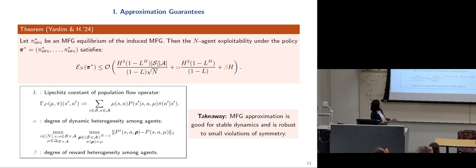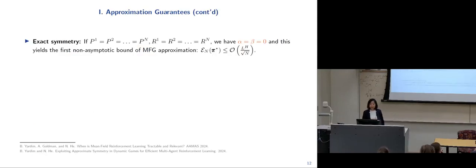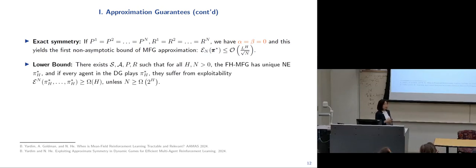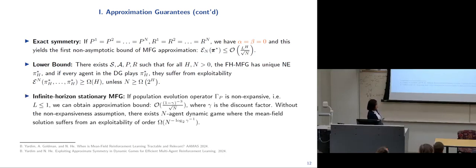The takeaway here is that the mean field game approximation is a good proxy for the n-agent game problem if the underlying dynamics is relatively stable, and it is also quite robust to small violations of symmetry. Let me point out that in the very special case of exact symmetry, when alpha and beta equal 0, this non-asymptotic result is also the first in the literature to show that we have this exponential dependence on H in the worst case in the upper bound. We have also shown that this is the case in the lower bound. We can construct some hard instances where we cannot get rid of this exponential dependence on H, so this is basically unimprovable in the worst case.